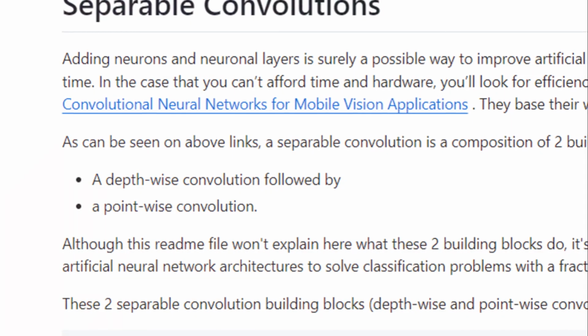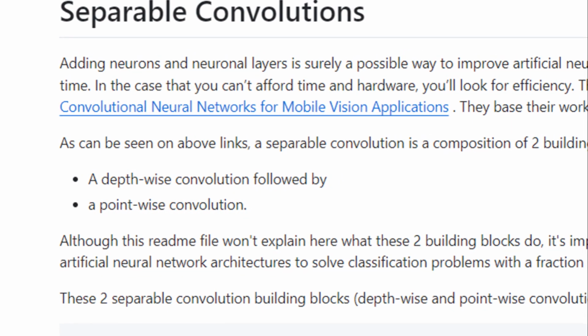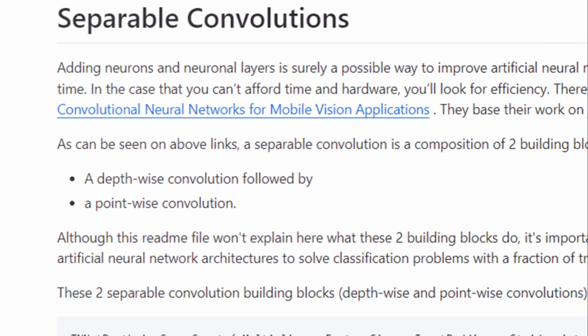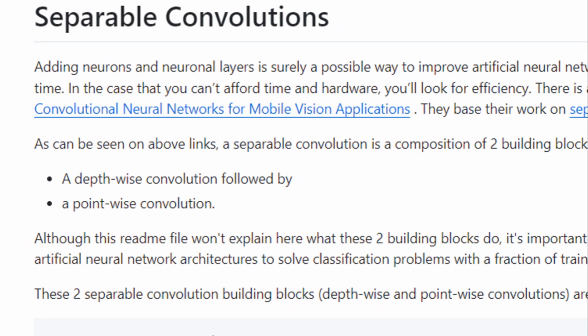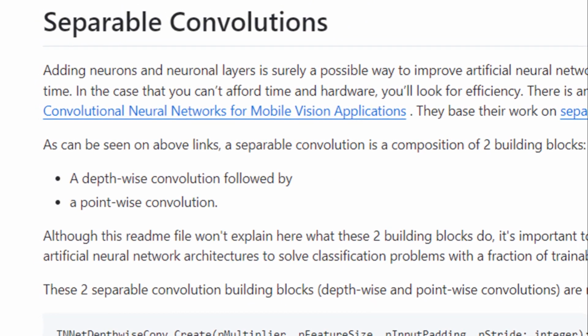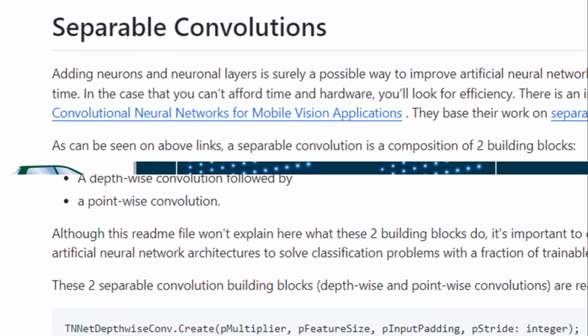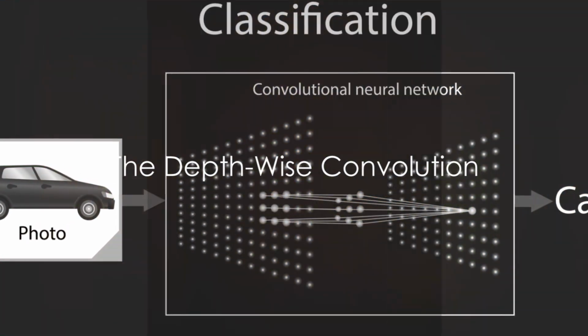Imagine an image, a vast array of pixel values. A convolutional operation, in essence, applies a filter or a kernel to this image, transforming it with the goal of detecting specific features. But traditional convolutions can be computationally expensive. Enter separable convolutions.